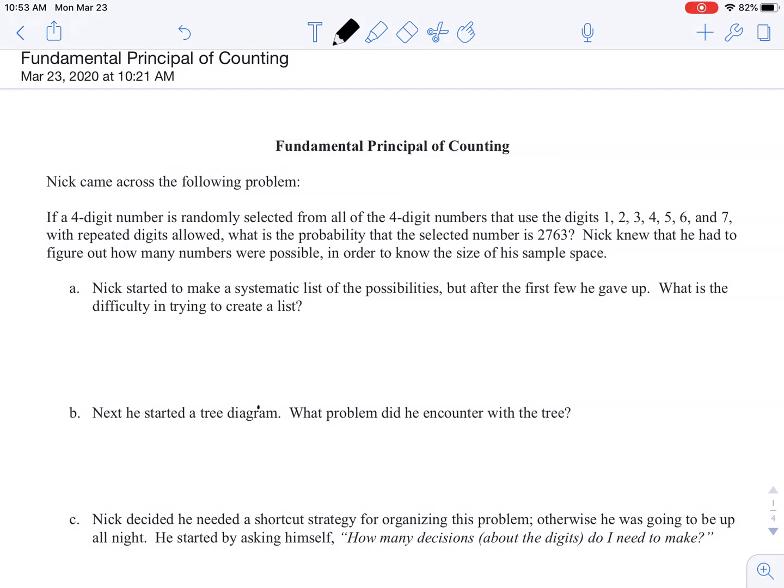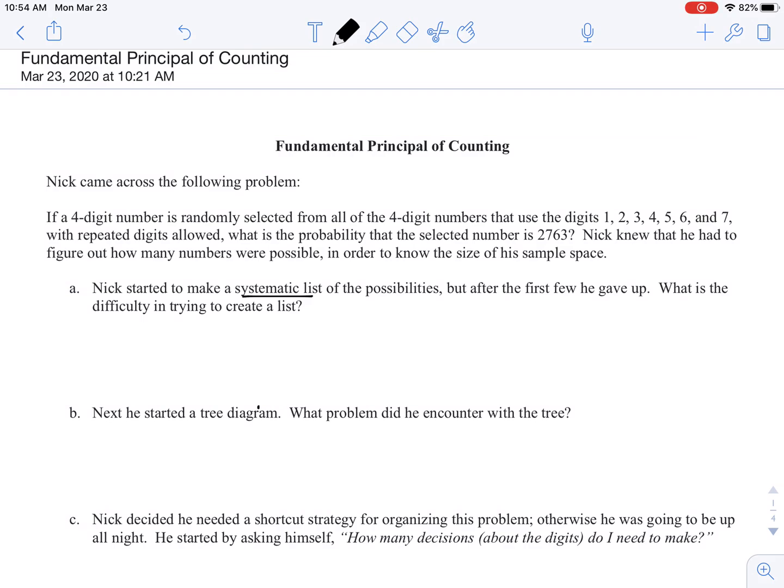If a 4-digit number is randomly selected from all of the 4-digit numbers that can use the digits 1 through 7, with repeated digits allowed, meaning you can use the same number more than once, what is the probability that the selected number is 2,763? Nick knew that he had to figure out how many numbers were possible in order to know the size of his sample space. The first thing he started to do was to make a list. After the first few, he gave up.